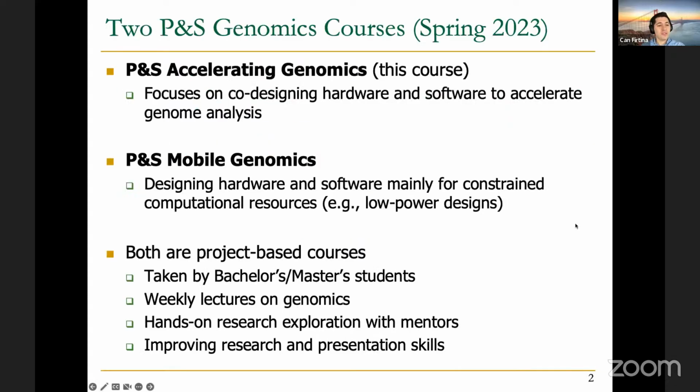So this semester, we're offering two PNS genomics courses. The first one is the PNS Accelerating Genomics course, which is this one. In this course, we're going to be focusing mainly on co-designing hardware and software to accelerate genome analysis pipeline. And we also have a PNS Mobile Genomics course. In this course, we mainly focus on designing hardware and or software for constrained computational resources. For example, low power design so that they can work on, for example, mobile devices, right?